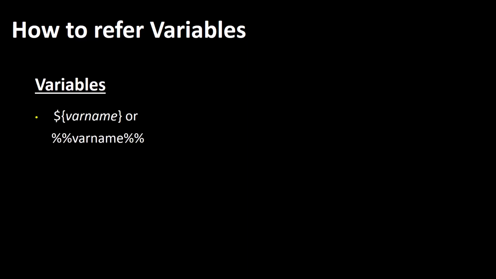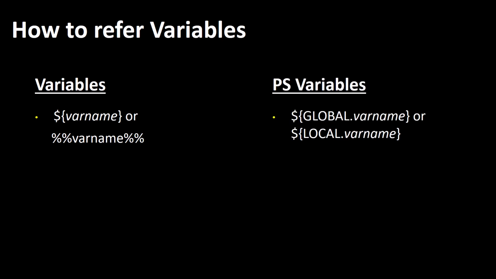For user-defined variables, you can call them in any field by using the metadata string containing the variable name in braces and appended with a $ sign at the beginning, or the variable name with double percentage sigils. You can refer to Process Studio variables using the metadata string containing the scope.variable name in braces and appended with a $ sign at the beginning. Specify the scope as global or local.